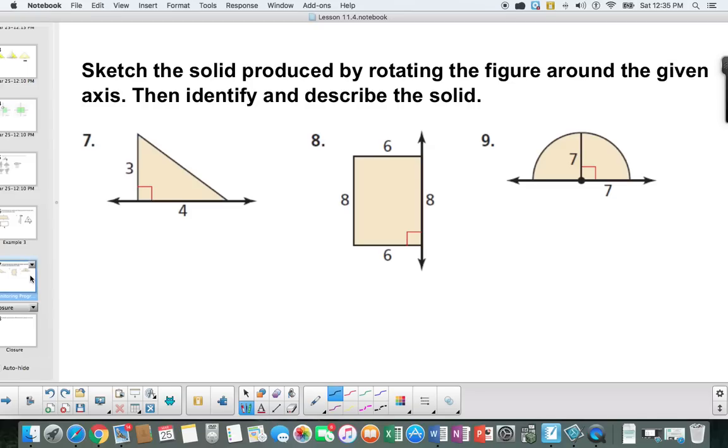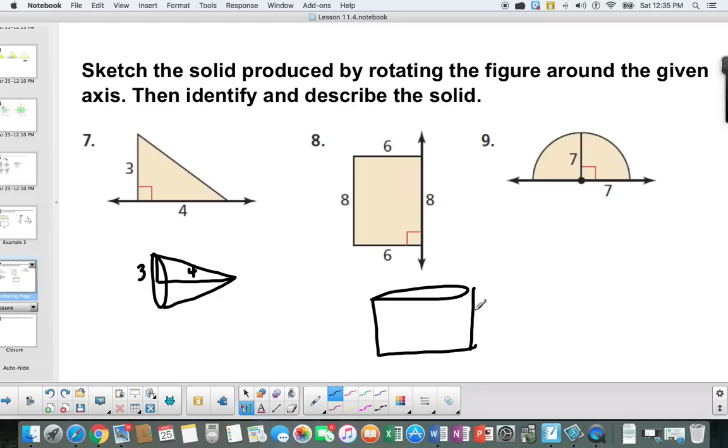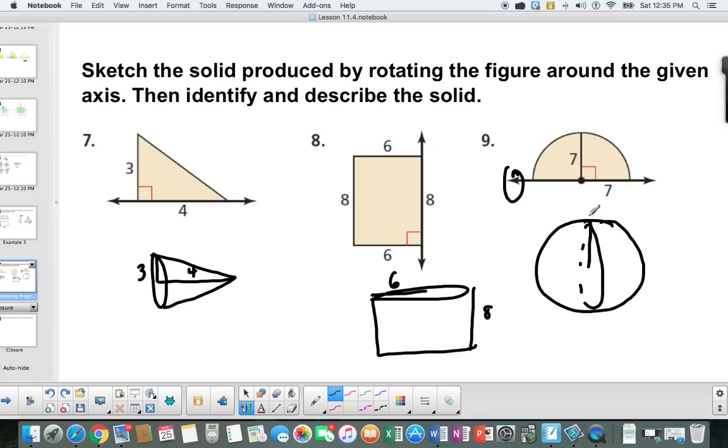Okay, your turn. Go ahead and stop the screencast and see what you can do. And this is the answer. This is going to be a cone, and it looks like the height will be 4 and the radius will be 3. This is going to suggest a cylinder, and the height will be 8, and it looks like the radius here for the circle will be 6. Now when we revolve around here, this is going to suggest a sphere, and the radius of that sphere is going to be 7.